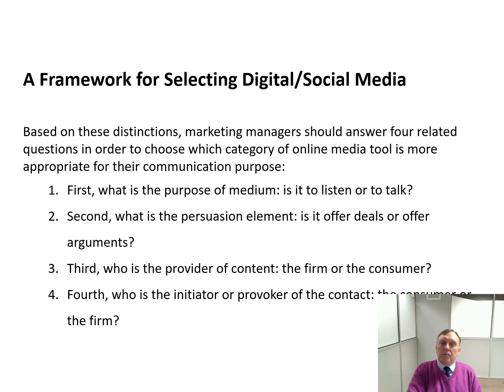So if we're looking for a framework for selecting digital social media, based on those distinctions, marketing managers should answer four related questions in order to choose which category of online media tool is more appropriate for their communication purposes. So the first thing we need to ask is, what is the purpose of the medium? Is it to listen to our customers, or talk to them? Next, what is the persuasion element? Is it to offer a deal or offer an argument as to why somebody should buy it? Third, who is the provider of the content? Is it the company, the firm, or is it the consumer? And fourth, who is the initiator or provoker of the content? Again, is it the consumer or the firm?